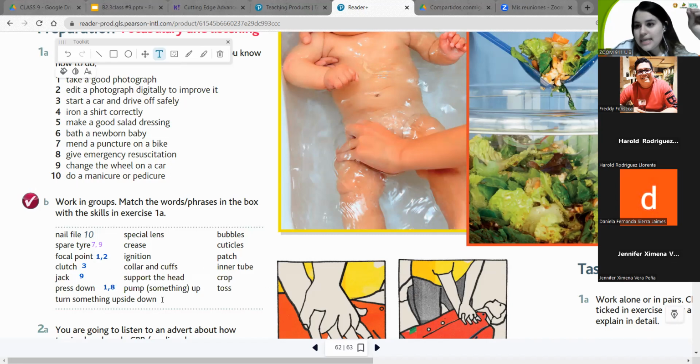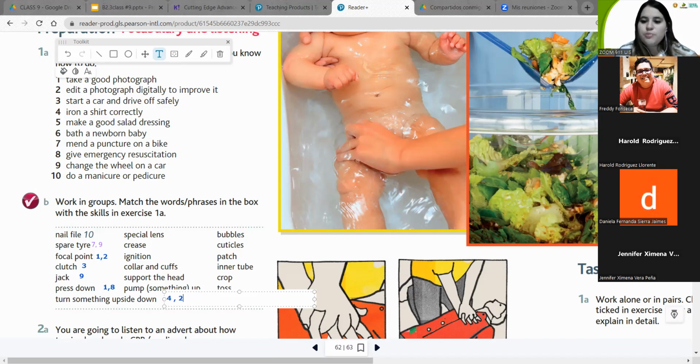Turn something upside down. Number 6? No, that's weird. Number 4, turn the baby. Number 4, teacher. No, for the baby, it's not turn something upside down. So number 4, yes, iron a shirt correctly. Number 2 as well. We can turn the picture upside down. That means voltearla de posición, ponerla al revés. That is turning something upside down. Yeah, I think those 2.